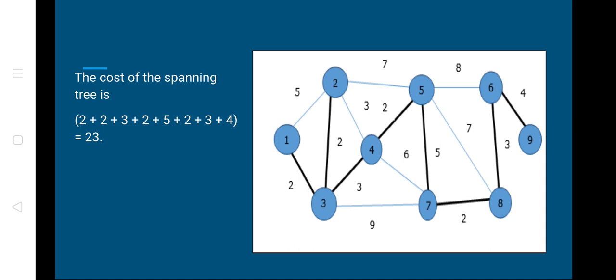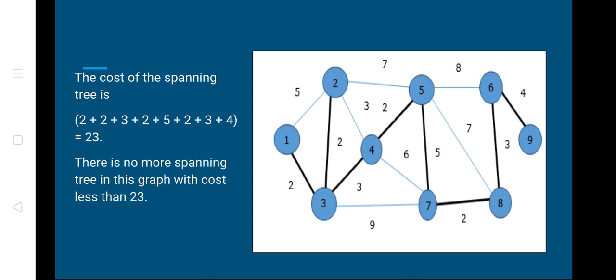So we have reached the end of the checking. Now the value is 23. We have drawn the minimum spanning tree. There is no other spanning tree in this graph which costs less than 23. That means this is the minimum cost spanning tree.